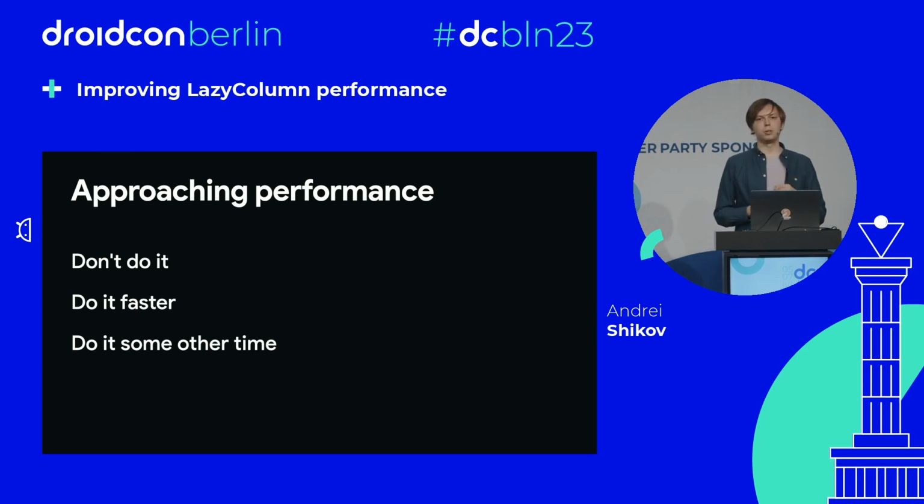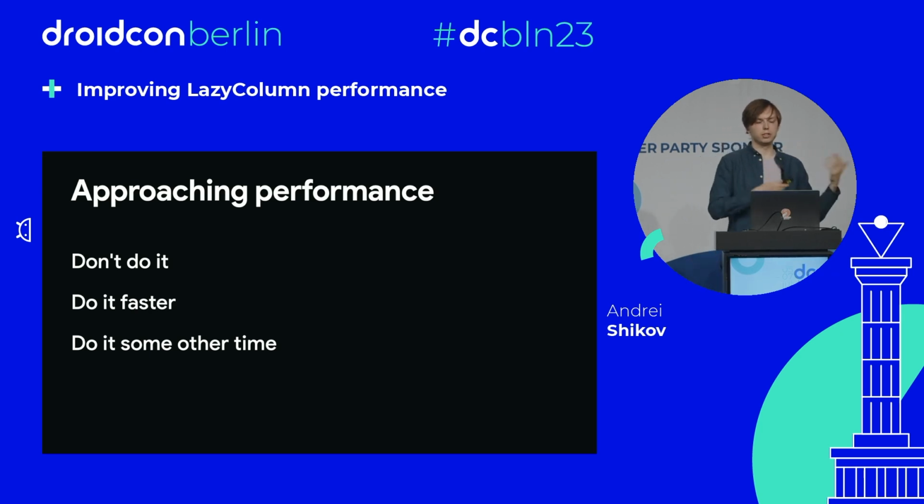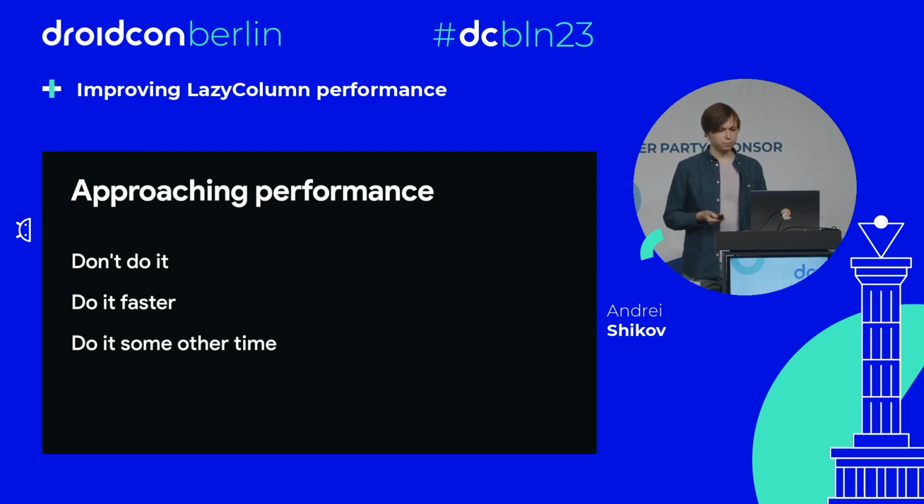So if you're familiar with how lazy list prefetching works, for example, it tries to predict what items are going to be shown on the screen next, and just fetches them if there is some idle time in the frame or something like that. So this is basically three tips that I try to follow when I'm thinking about how I can optimize something in my piece of slow code.